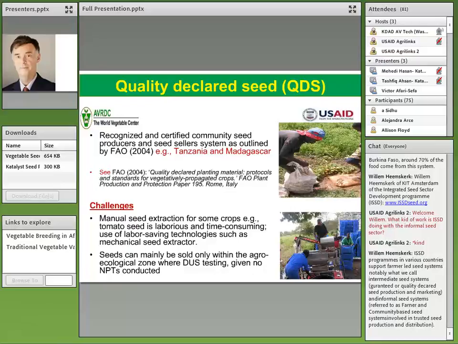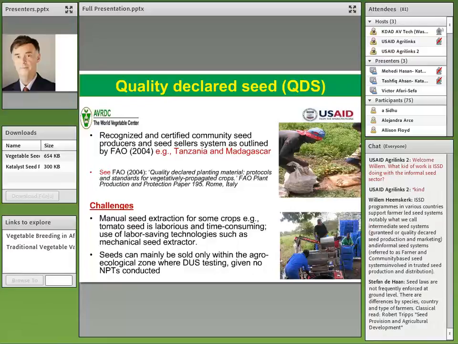So I now want to focus on one particular type of seed system here in Tanzania called the quality declared seed. And I think probably most of you are aware of this. This was introduced by the FAO in 2004, and typical examples where this can be practiced are Tanzania and Madagascar. This is a kind of seed that is produced within a specific agroecological zone, such that you don't have testing done in all the agroecological zones of the country, but probably one particular area, maybe the semi-arid region. And the seeds that are produced are supposed to be certified with a certification body. But with that restriction, you are ideally supposed to sell the seed within that agroecological zone. So that's a kind of limitation.